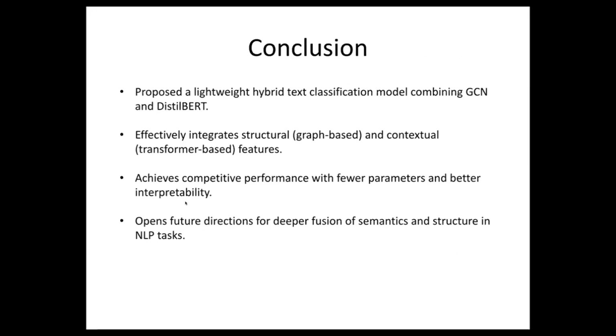So, in conclusion, we proposed a hybrid text classification framework which combines the strengths of two powerful models, GCNs for structure embedding and DistilBERT for deep contextual semantics. By fusing these two representations, our model improved classification performance while remaining lightweight and interpretable. Although it may not outperform the absolute state-of-the-art models like BERT-GCN and RoBERTa-GCN in raw accuracy, it offers a much more efficient and resource-friendly alternative, making it a strong candidate for real-world deployments where compute and explainability matter.